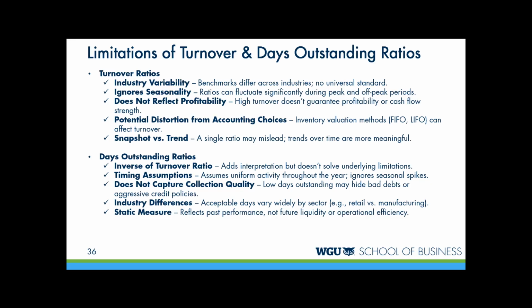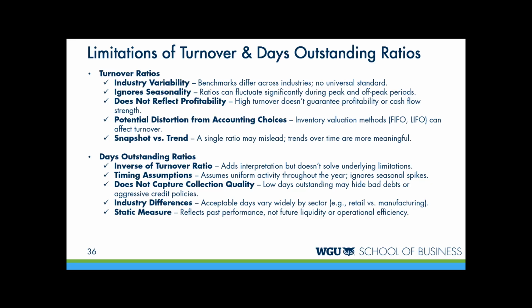Another thing we have to look at is, again, distortion because of accounting choices. We talk about different inventory methods. If you're using LIFO versus FIFO, that's going to impact the cost valuation you're using on that inventory, and that can distort your turnover. Again, with all ratios, we want to look at a battery of ratios and look at trends. We don't want to look at just a single value at a single point in time. Looking at the trends gives us a much bigger and more valuable picture of what's actually happening.